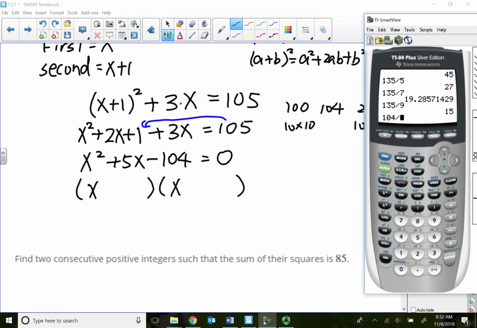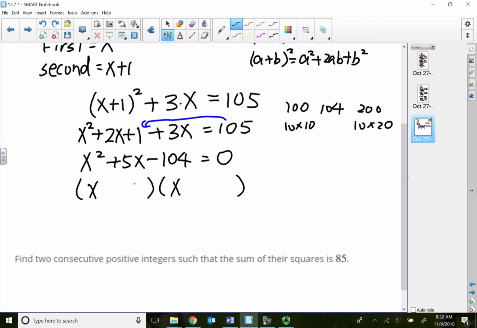For 104, who times who ends with a 4? I'm going to use 9 first because 9 times 6 is 54. So that gives me 11. That's not a whole number, so I cannot use it. The next one I try is 8. 8 times 3 does end with a 4. 104 divided by 8 is 13. That's exactly what I needed. 8 and 13, the difference is 5.